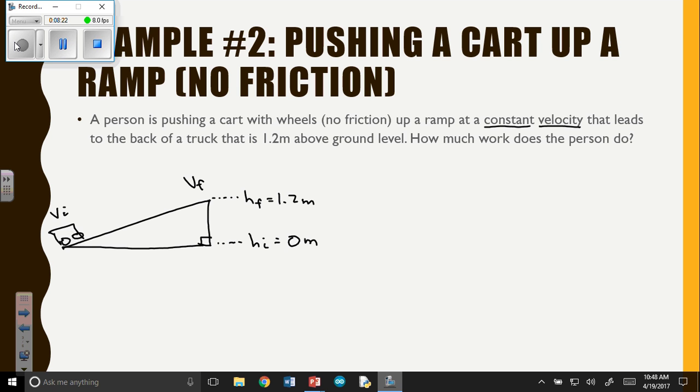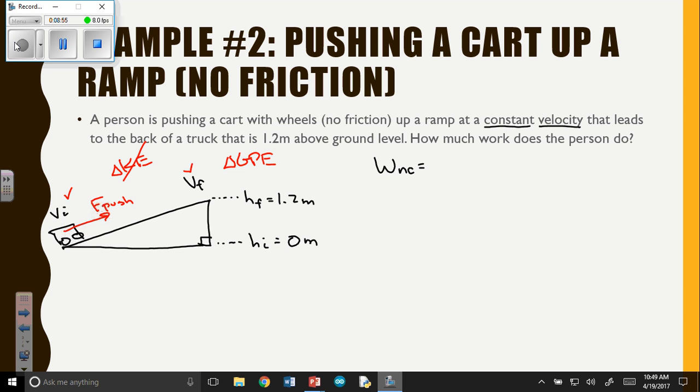So we're going to go back to our original equation, the work of the non-conservative forces. In this case, the force that's the non-conservative force is the man's pushing force. And as he pushes up the ramp, he's doing work on this cart, and that's causing this cart to change its gravitational potential energy. But one thing that it's absolutely not doing, because it has the same initial velocity and final velocity, is changing its kinetic energy.